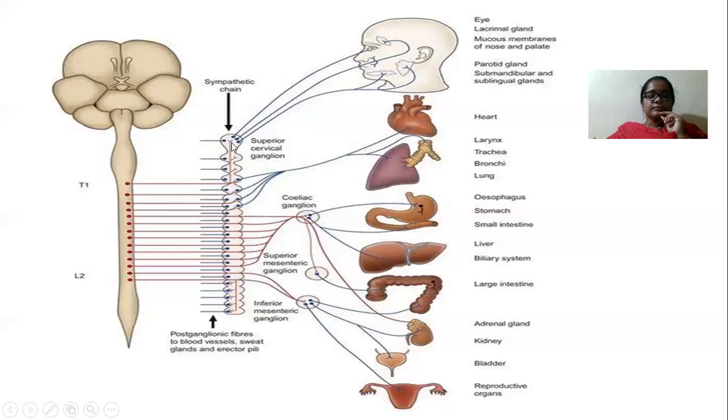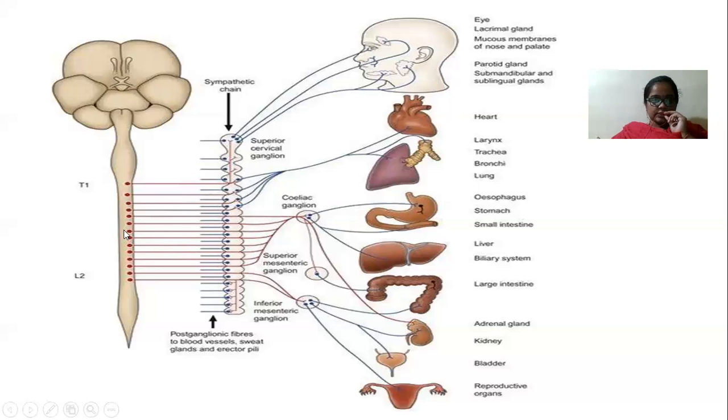After the synapse with the postganglionic neurons in the superior, middle, and inferior cervical ganglia, the postganglionic neurons are distributed to some organs: the eye, the lacrimal glands, the mucous membrane of the nose and palate, and some glands also, the submandibular glands, sublingual glands, and parotid glands. Okay, that is the cervical region.